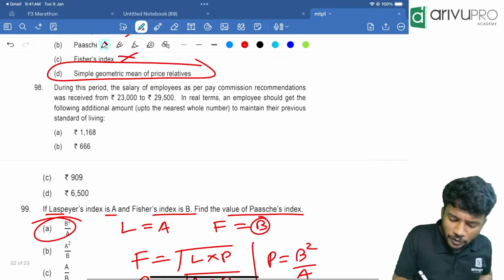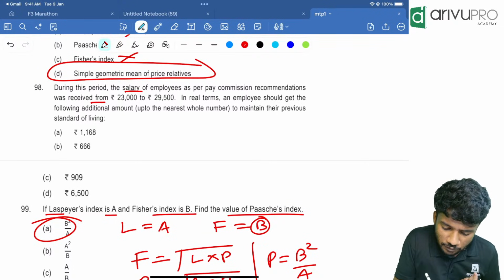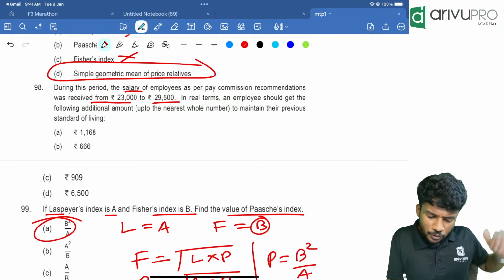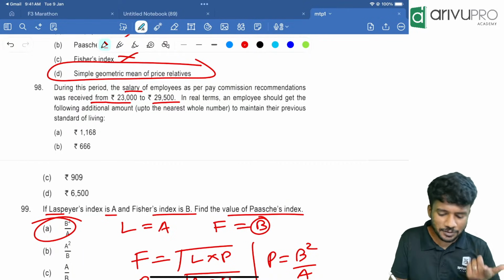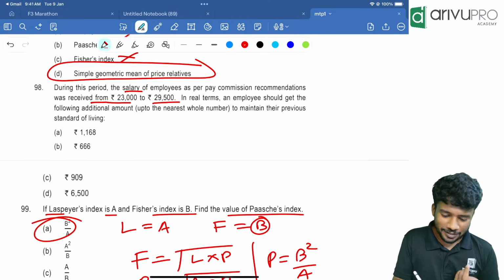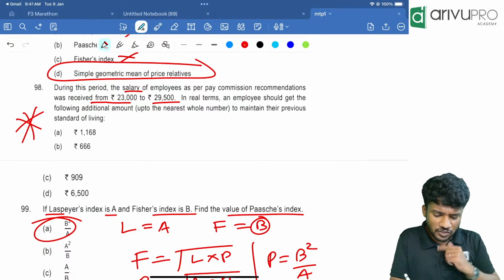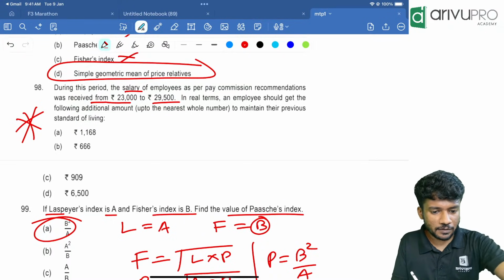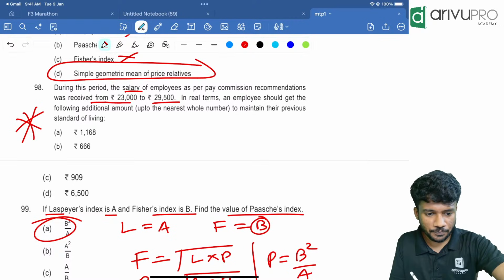Next one, people. During the period, salary of employees as per the commission's recommendations was raised from 23,000 to 29,500. In real terms, an employee should get the following additional amount. People, here the index is not mentioned. I think it is part of a previous year question. This is a wrong question because the index is not mentioned. Let me check the previous video which I made. One second. Yes.